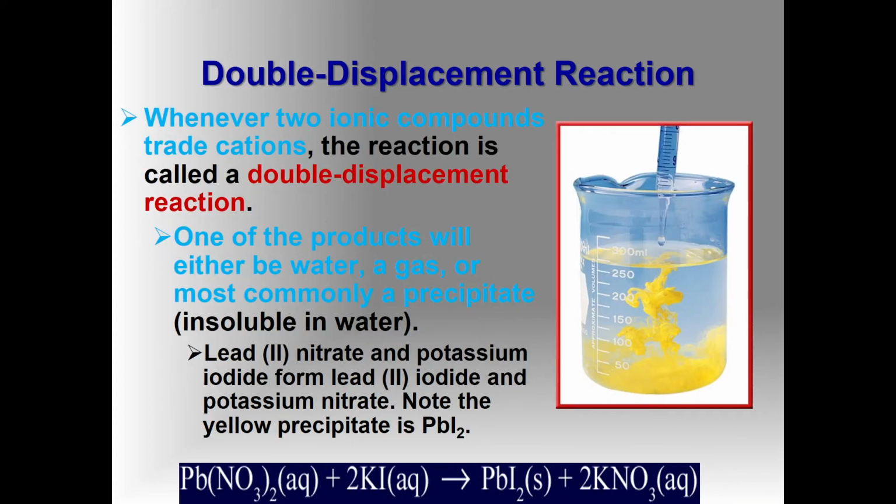Double displacement reaction, whenever two ionic compounds trade their cations, is called a double displacement. One of the products will either be water, a gas, or most commonly a precipitate. Again, precipitate is insoluble in water and falls out of solution. Here you see two clear liquids mixing, and you see this yellow powder falling down. That's the precipitate. So lead 2 nitrate and potassium iodide form lead 2 iodide and potassium nitrate. Note the yellow precipitate is lead 2 iodide.